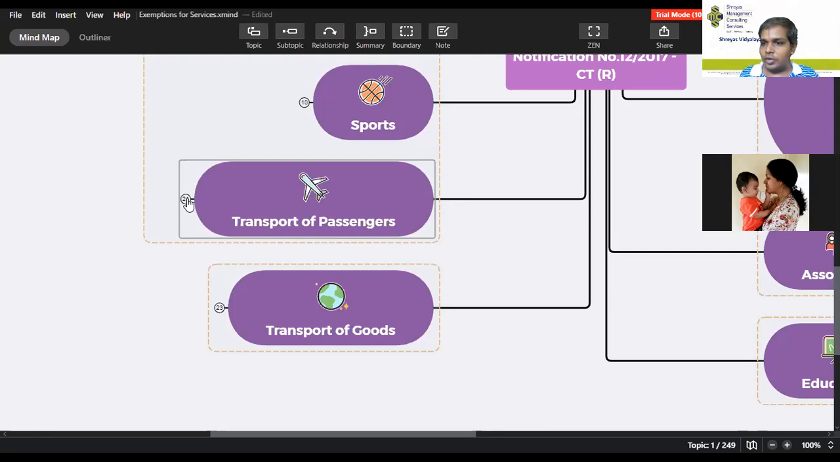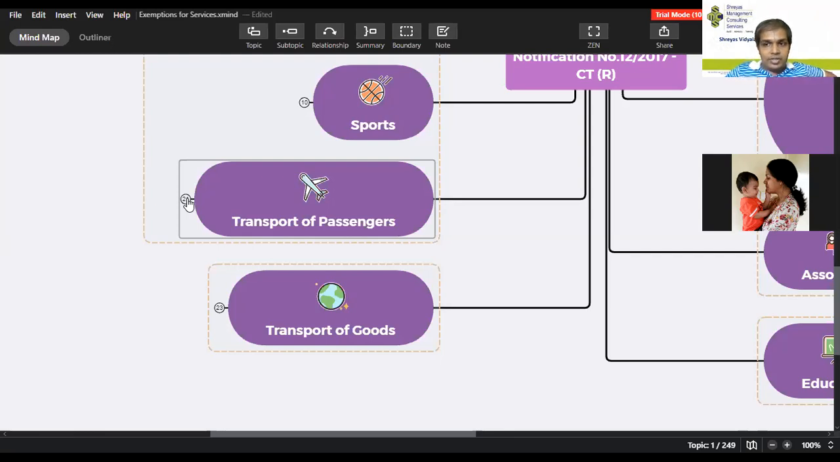Okay, there are some 1 or 2 tricky questions which is not mentioned here. I will have to discuss that separately. You can put it there itself. International transport of passengers from India to other countries.